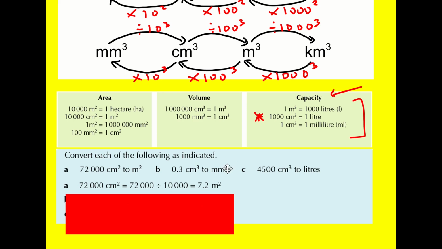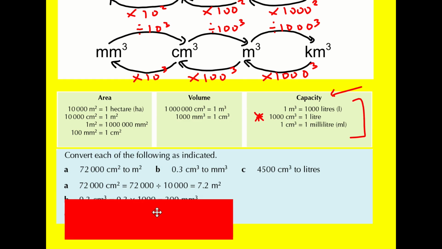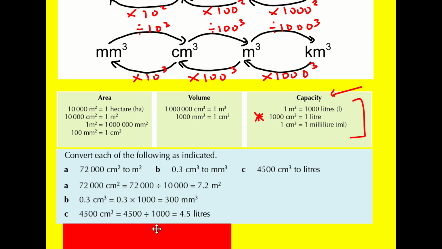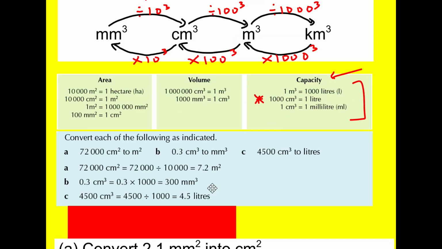Centimetre cubed to millimetre cubed, we're going to a smaller unit, so it's going to get a bigger number. We're going to times by 10 to go from centimetres to millimetres, but we're going to times by 10 cubed because it's volume, which is 1,000. So we get 300 millimetre cubed. And then centimetre cubed to litres, well, we've got this little fact in our head. We're going to divide through by 1,000 basically, and that's going to give us 4.5 litres.